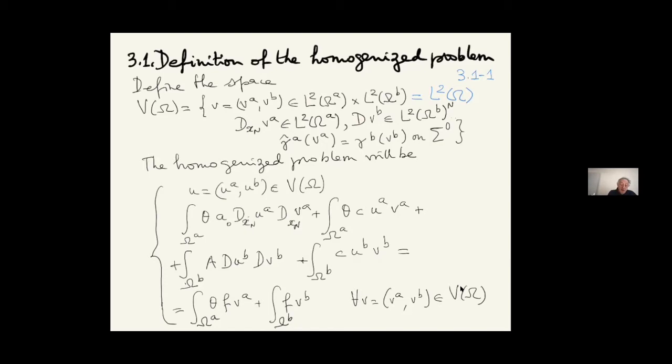Okay, now the homogenized problem is defined as follows. So this space is a Hilbert space for the natural norm, and the homogenized problem is to find U which belongs to V of omega, such that for every V which belongs to V of omega, we have the following equation. The integral over omega A of theta A0 vertical derivative of UA, vertical derivative of VA, plus the integral over omega A of theta C UA VA.